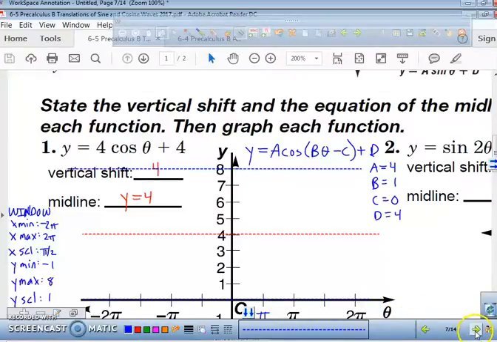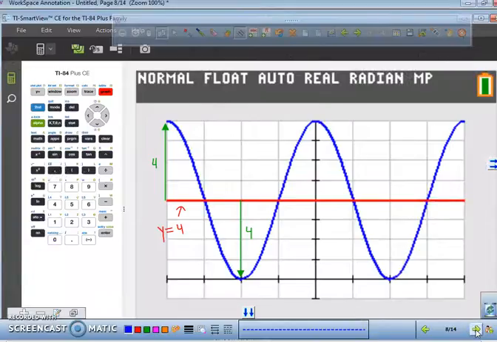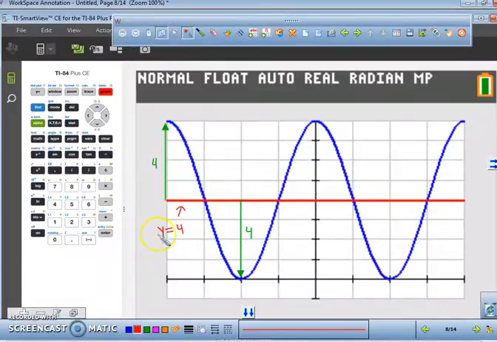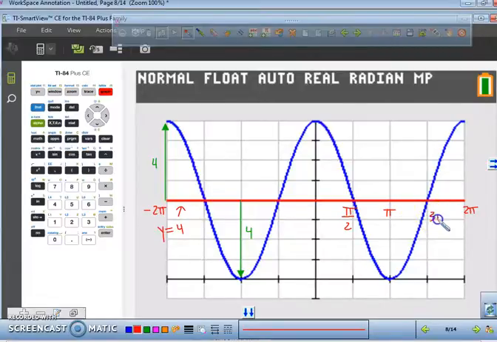So if we were to go back and look at your graphing calculator, there's your graph. I'm going to label some things. Right here, we're at a negative 2 pi. Way over here is a positive 2 pi. Each one of these tick marks is pi over 2. So we have 0, pi over 2, pi, 3 pi over 2, and 2 pi.